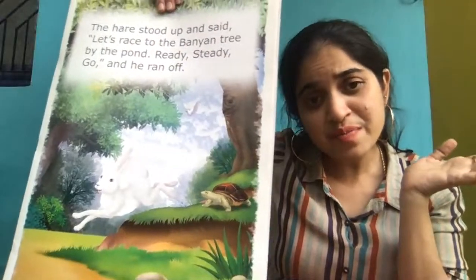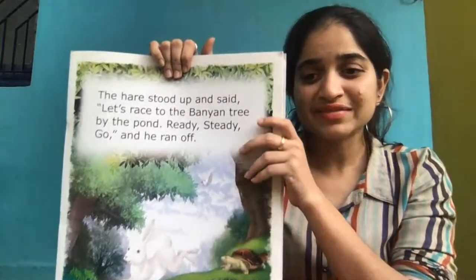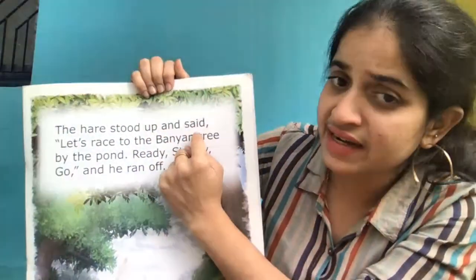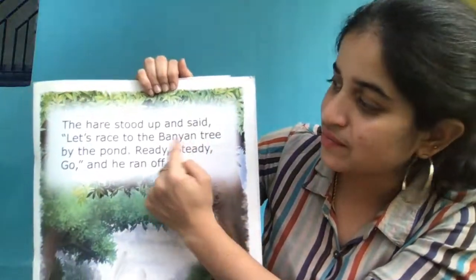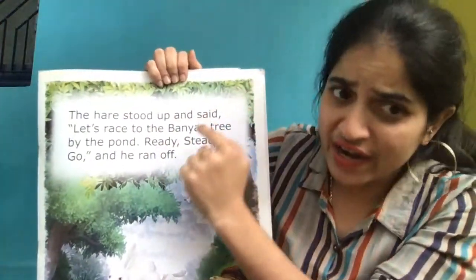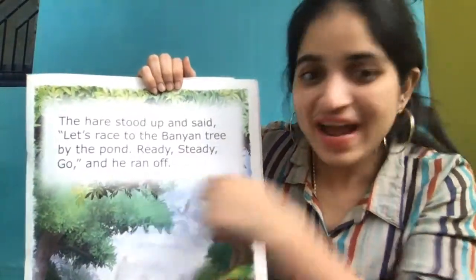and maybe I may win. And then they started to have a race together. The hare stood up and said, let's race to the banyan tree by the pond. Ready, steady, go. And he ran off.